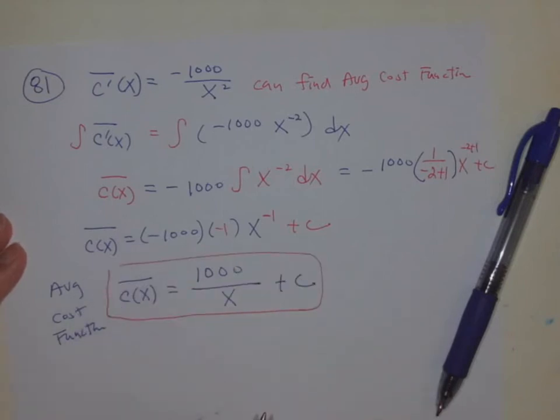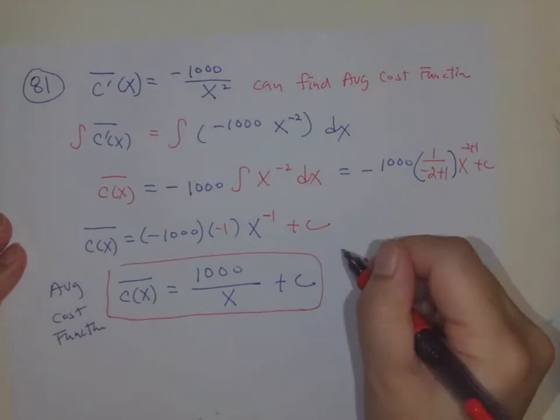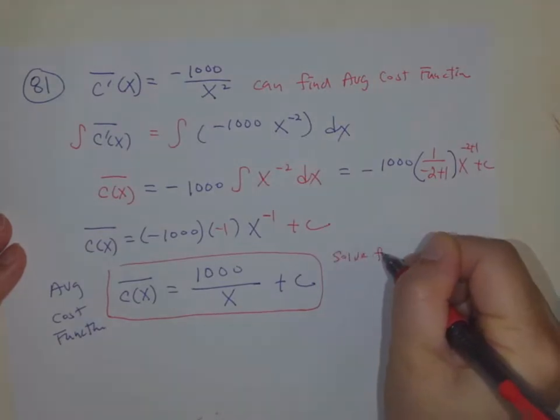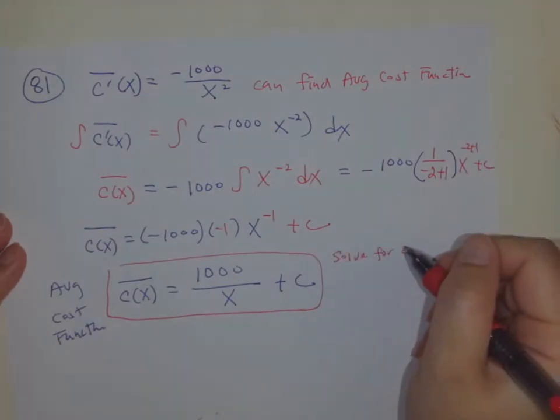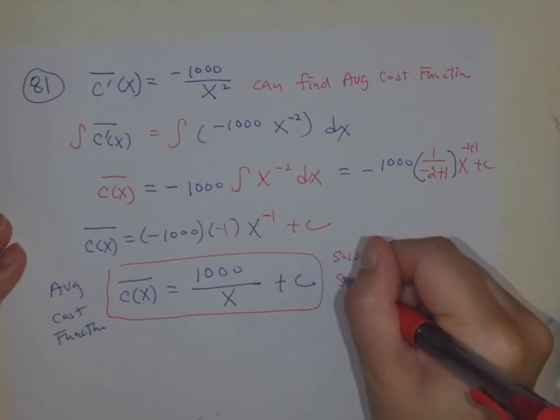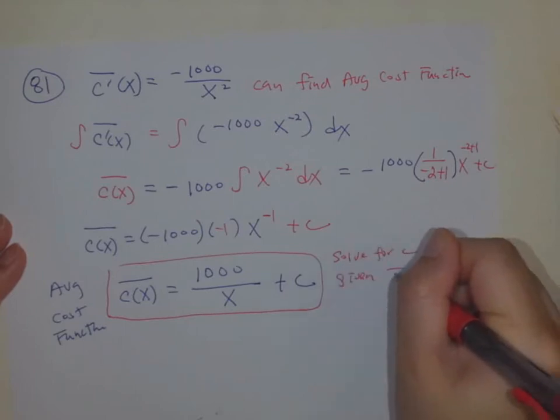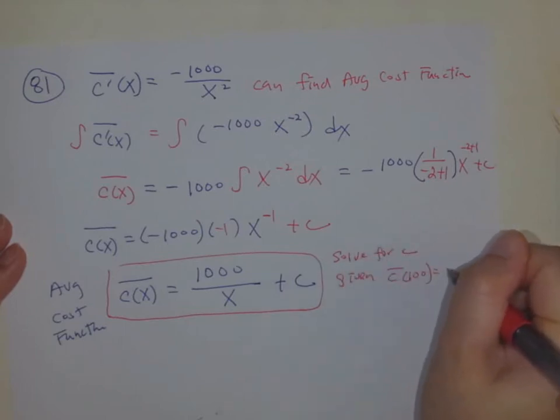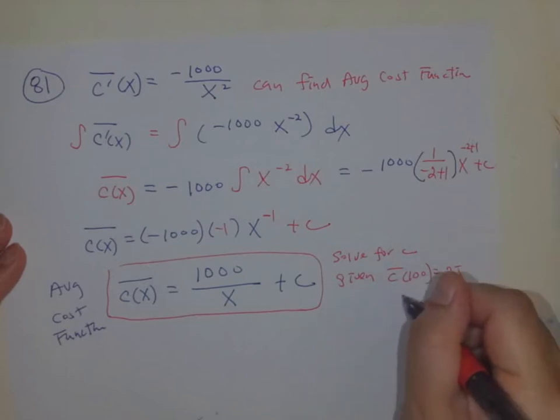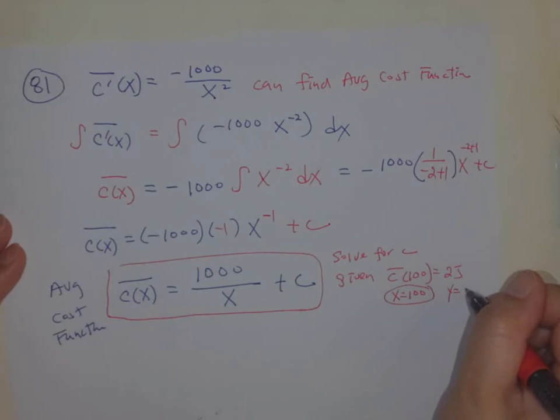Remember when we do, let me see. So let's solve for C first. If we want to solve for C, we were given bar C of 100 equal to 25, right? So it means x equal to 100 and my y value equal to 25.